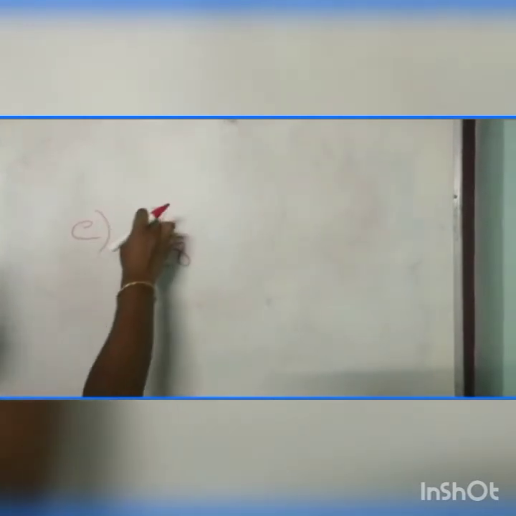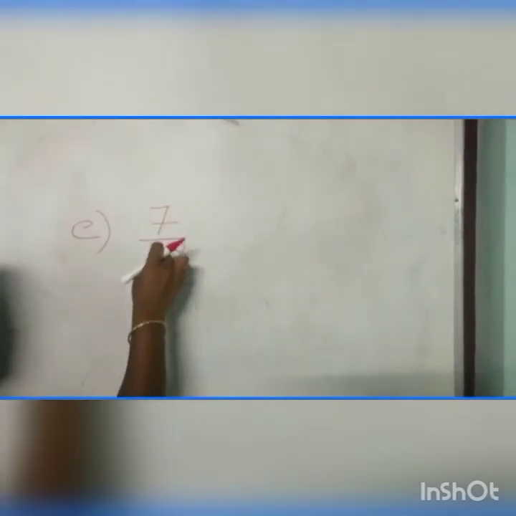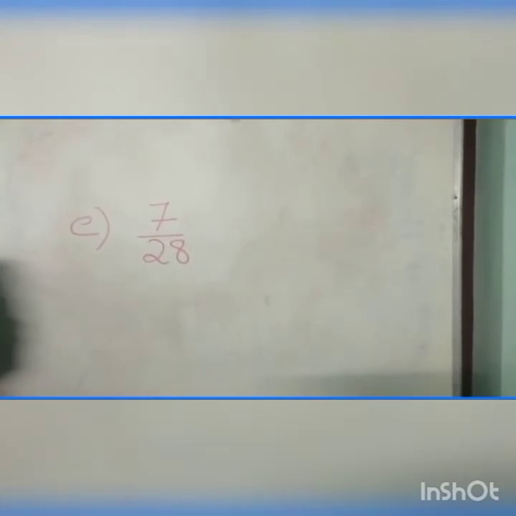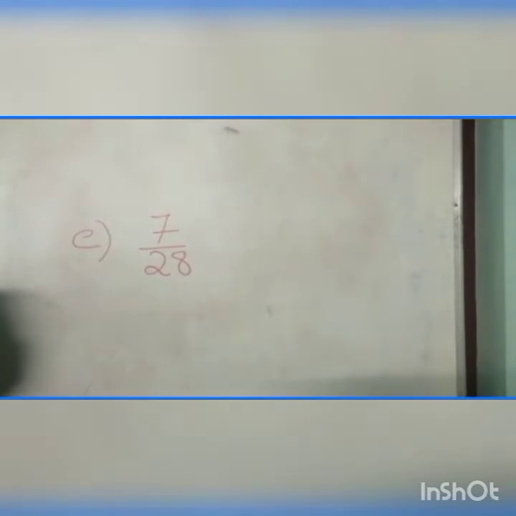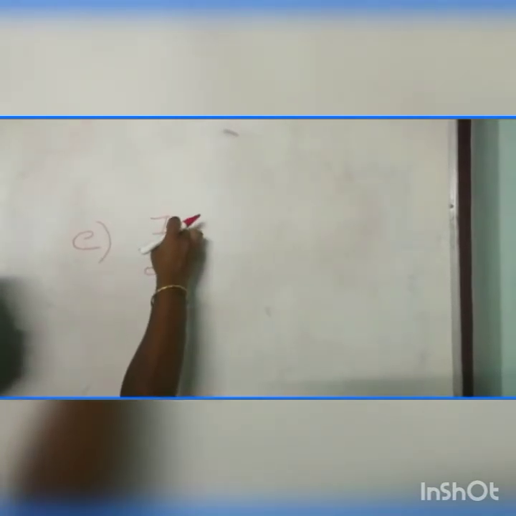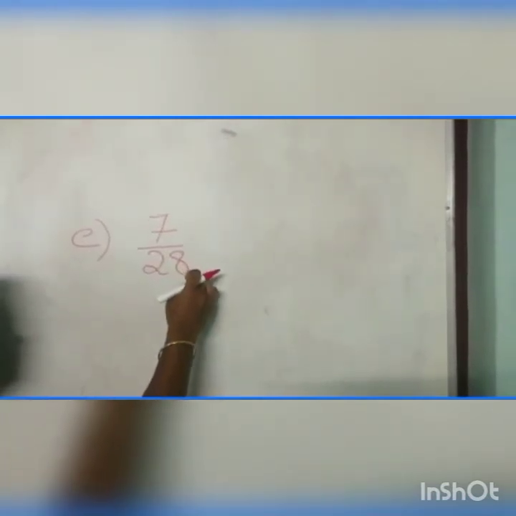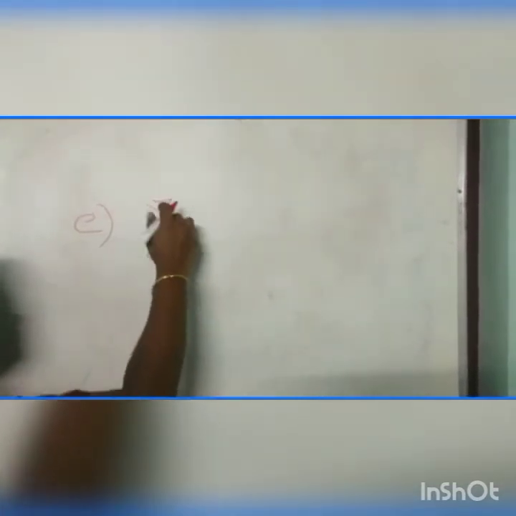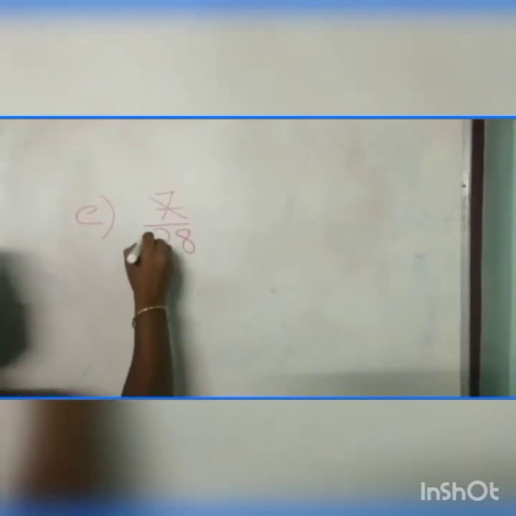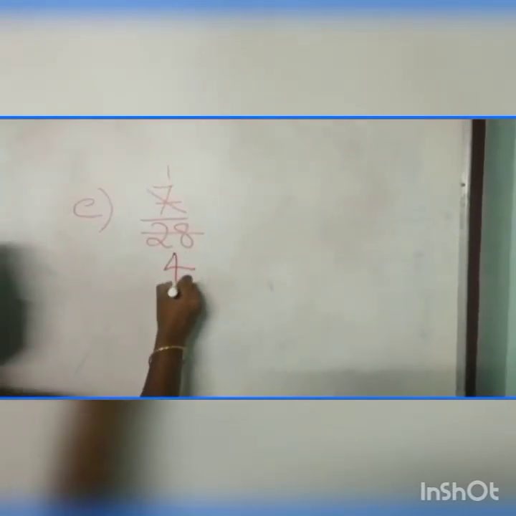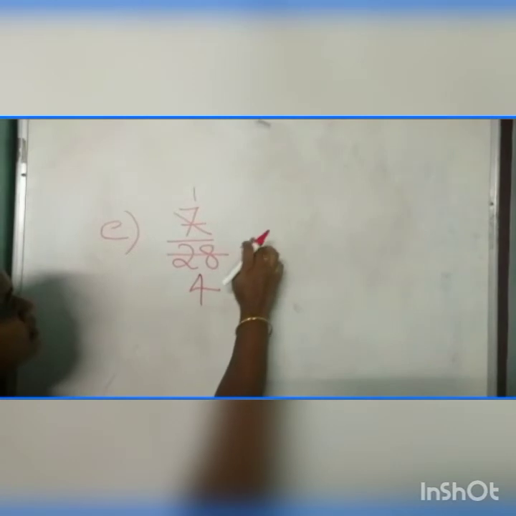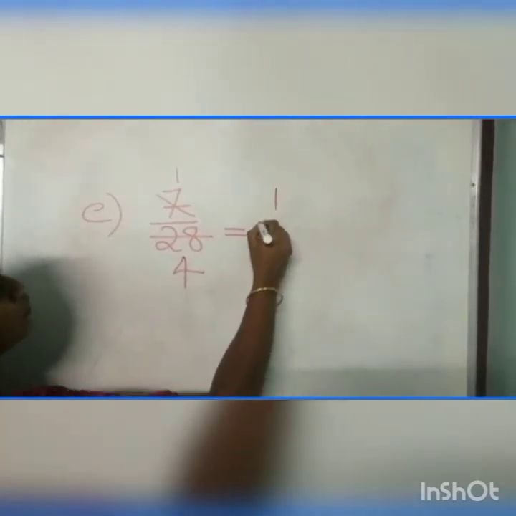Check any common factors for this 7 and 28. We know that 28 and 7 are multiples of 7. So we divide both the numerator and denominator by 7. We know that 1 7 is 7, so we cut the 7 and write 1. Here we know that 7 4s are 28, so we cut 28 and write 4. Hence our new fraction is 1 by 4.